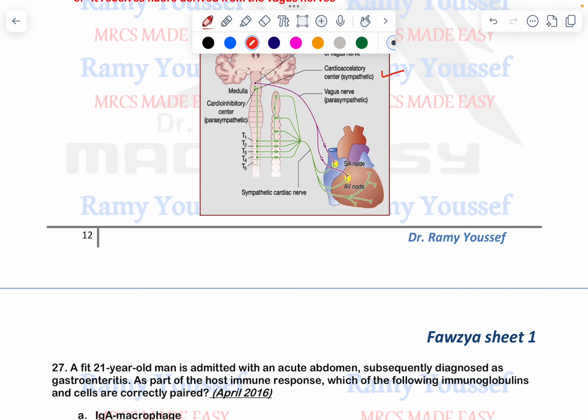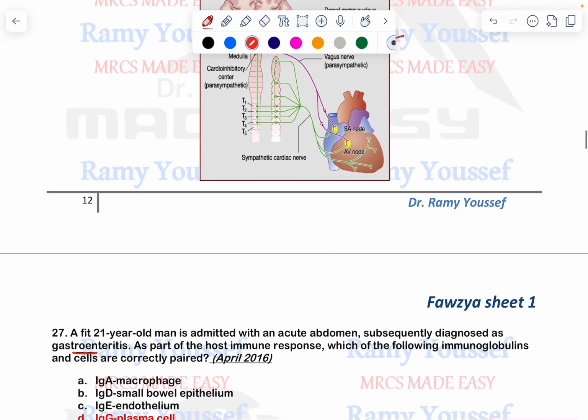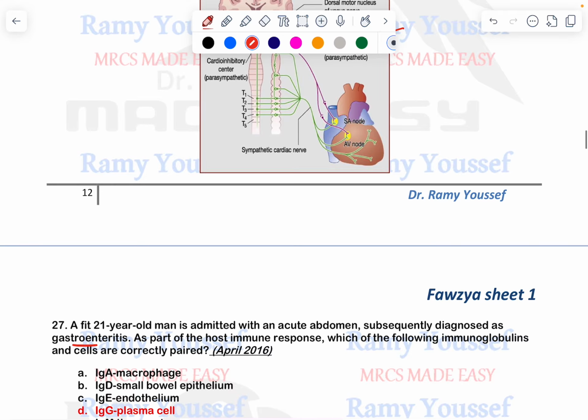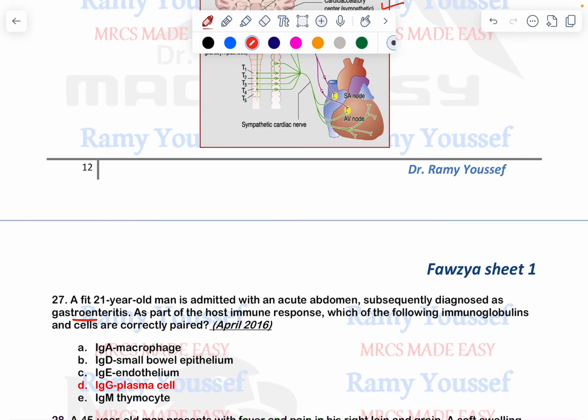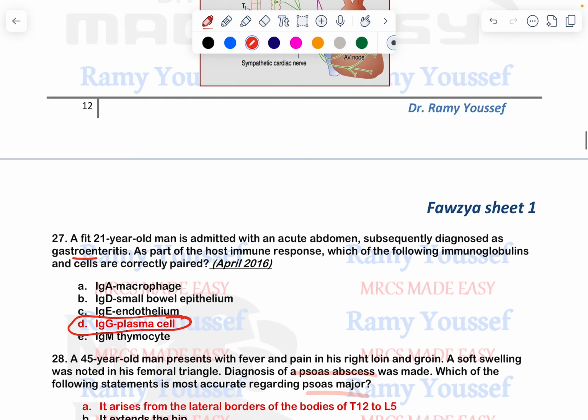A 21-year-old fit man is admitted with acute abdomen, subsequently diagnosed with gastroenteritis. As part of the host immune system, which of the following immunoglobulin and cells are correctly paired? Host immune. Now IgA, correctly paired. It's not macrophage. IgD, small bowel. IgE is with allergy. IgG, plasma cell. IgM, thymocyte.